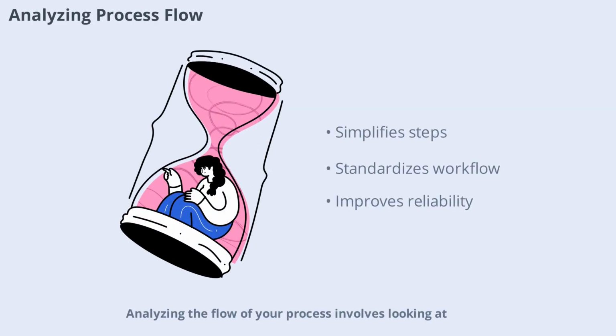Analyzing the flow of your process involves looking at how work moves from one step to the next. Are there unnecessary handoffs or redundant steps? Is information flowing smoothly? By examining the process flow, you can identify areas for simplification and standardization, which can lead to faster and more reliable outcomes.